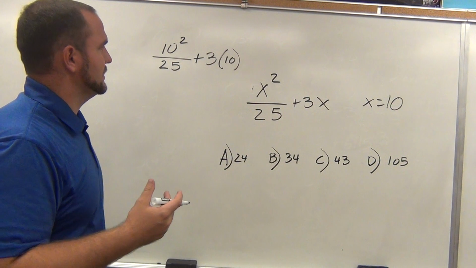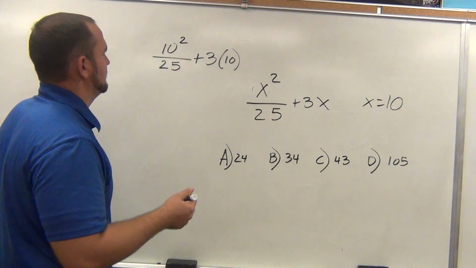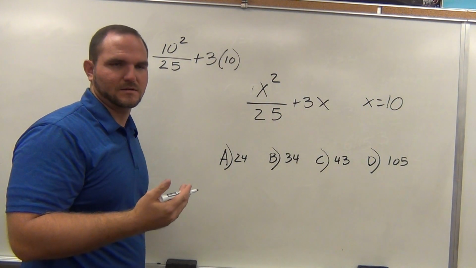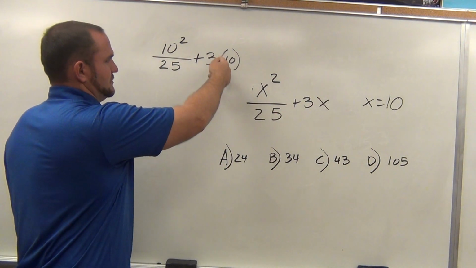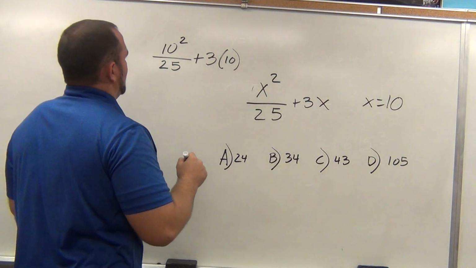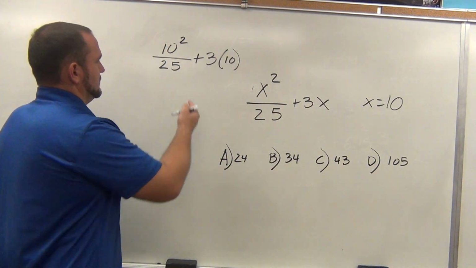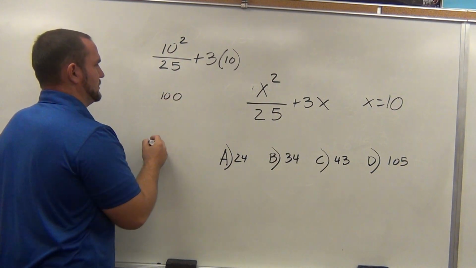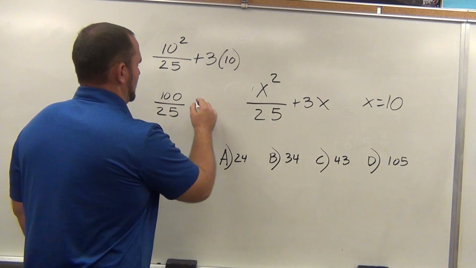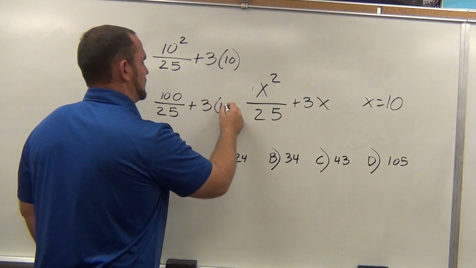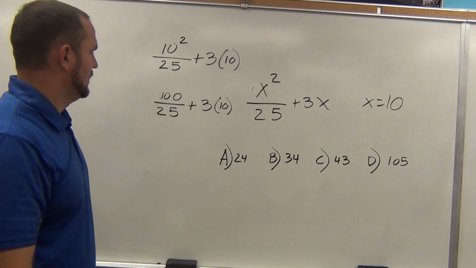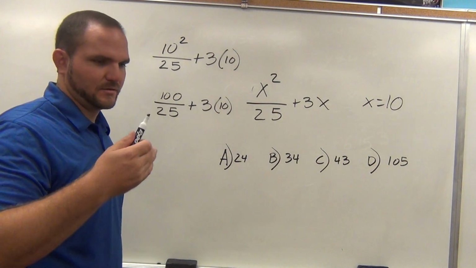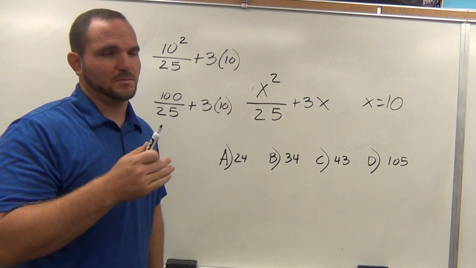Working with the order of operations, we go parentheses. Well, there is a parentheses here, but it's actually multiplication. Gotta be careful with that. You could still do this piece here, but I'm not going to confuse you too much. So parentheses, exponents. Well, we do have an exponent here. So in step 2, I'm going to have 100 over 25 plus 3 times 10. So if we go back through parentheses, exponents, multiply, divide from left to right.